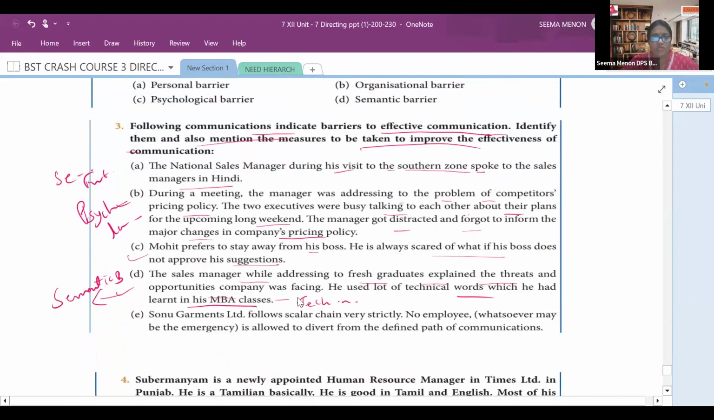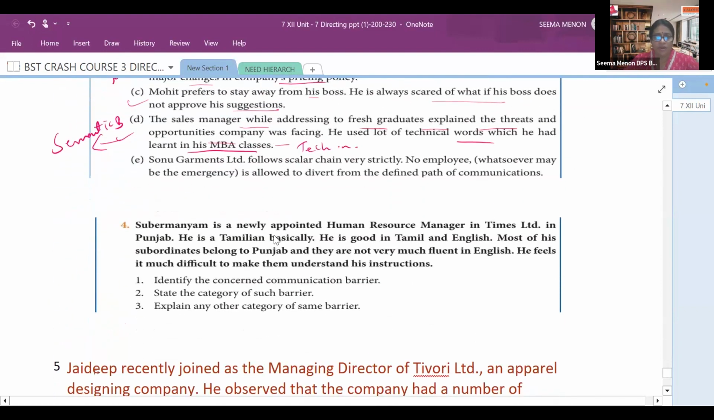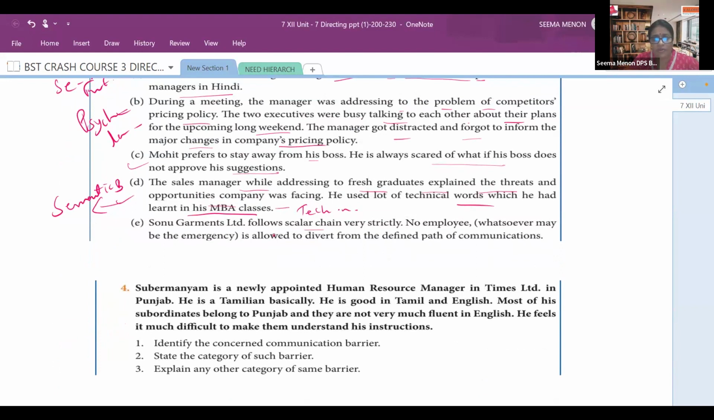Okay. Next, last one. Sonu Garments Limited follows scalar chain very strictly. Scalar chain means from the top level, first level, the message will go to second level. If there are 5 levels, then second to third, third to fourth, fourth. So they follow this very strictly. No employee, whatsoever may be the emergency, is allowed to divert from the defined path of any emergency. They cannot follow the scalar chain.